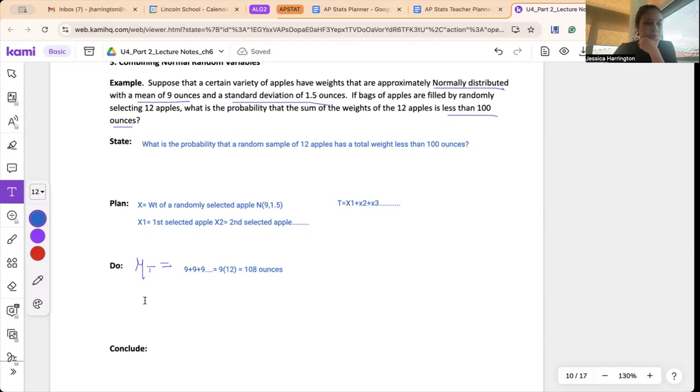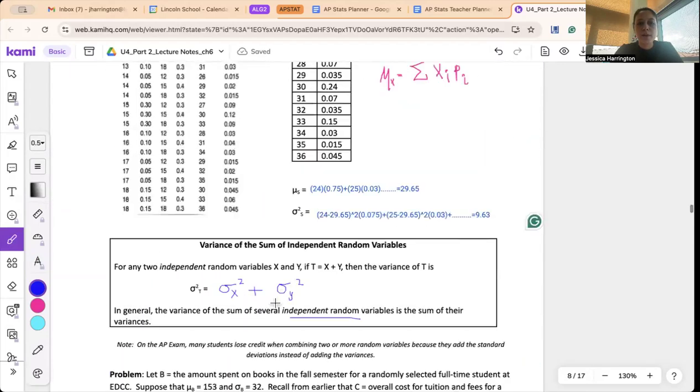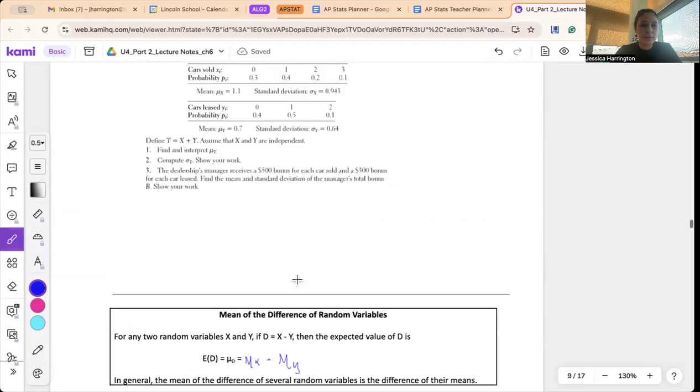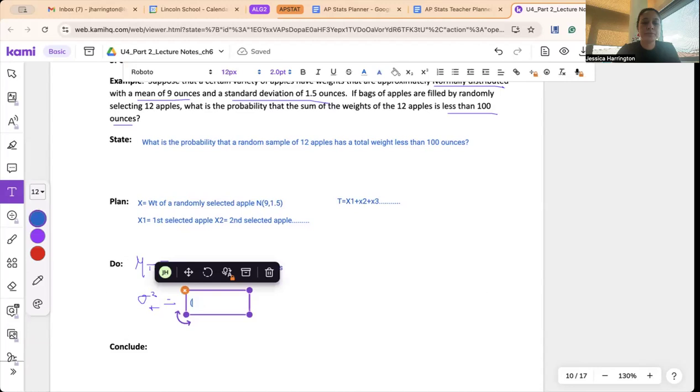Okay. Now for a normal distribution, to find the probability, we need the standard deviation of the 12 apples. But we can't add standard deviations, we have to add variances. So sigma squared of the total equals, using the formula we talked about before, we add them all up and they have to be squared. So it's going to be 1.5 squared plus 1.5 squared, and I have to do this 12 times, dot, dot, dot.